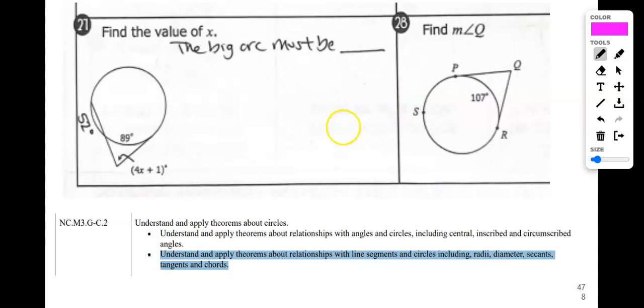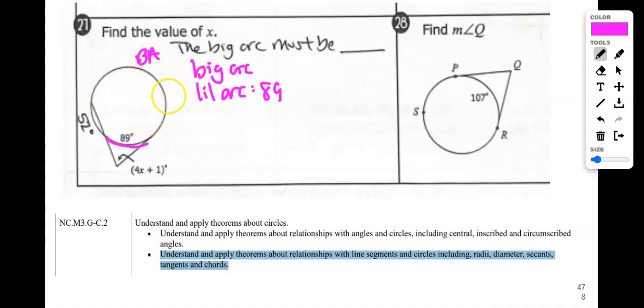Last two. So sometimes, again, in geometry problems, they take numbers that you need and hide them from you. So if I ask you, what's the big arc? Or what's the little arc? The little arc is the 89. Remember, we always got to deal with arcs that are in between our secant. So the big arc is this up here. And we don't have it.